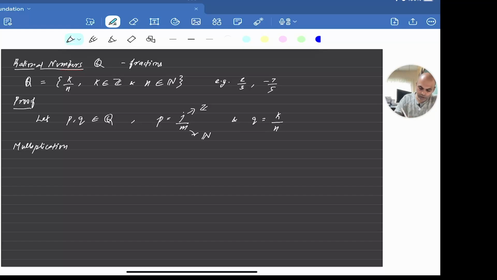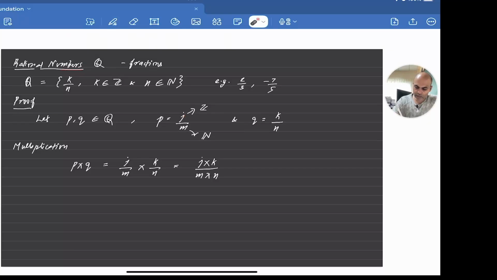So if you multiply P and Q, so we have J over M multiplied with K over N. We know that the result is J multiplied with K over M multiplied with N.